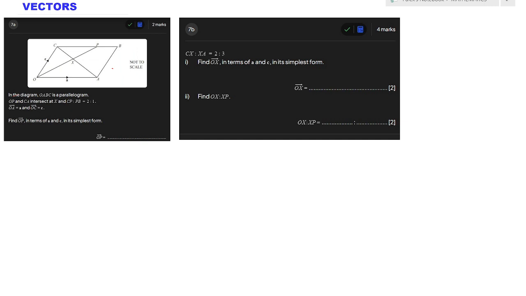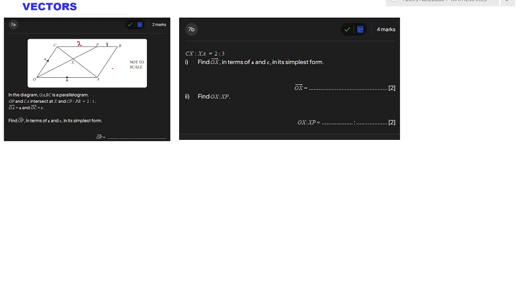It is a vector of a parallelogram. Most of you are used to vectors of triangles, but let's use this one because it covers a lot of things at the same time. So we are provided with a vector. In the diagram, OAB is a parallelogram and OP and CA intersect at X, at the center of the intersection. We can see the ratio of CP to PB is 2:1. Therefore, here this is 2 and this is 1.